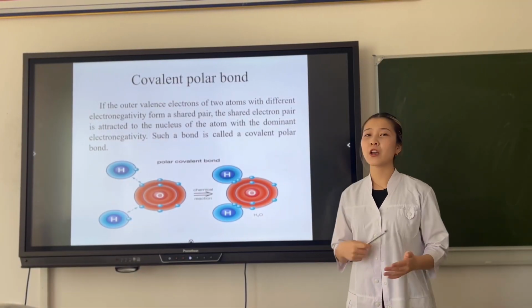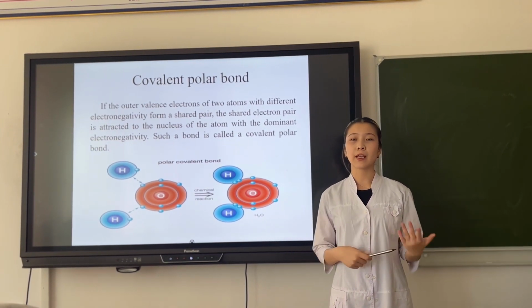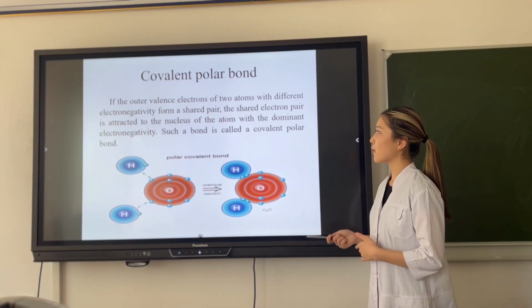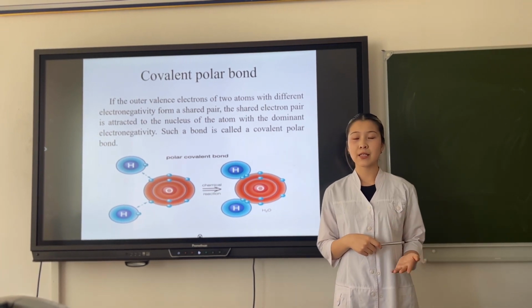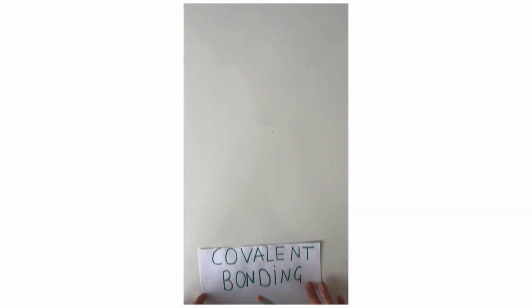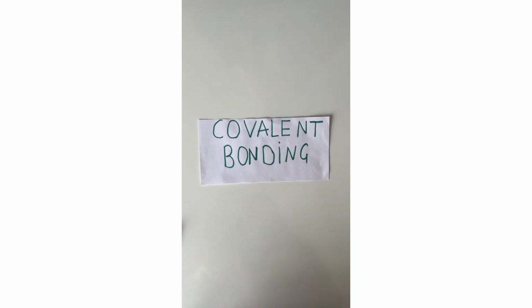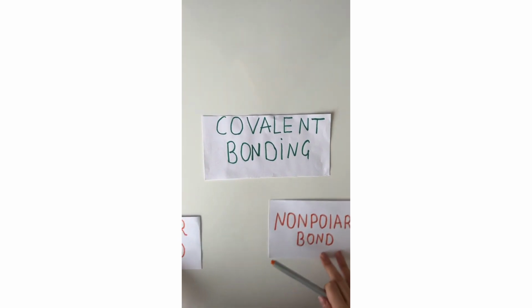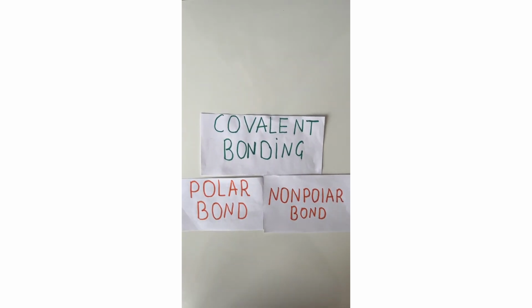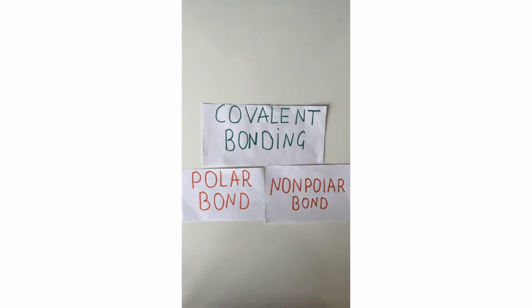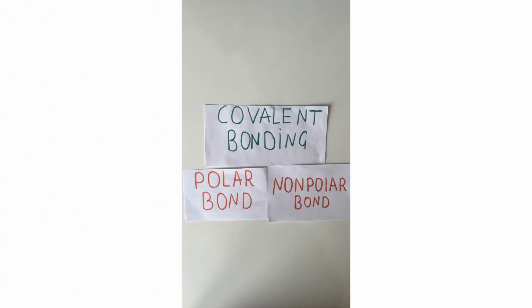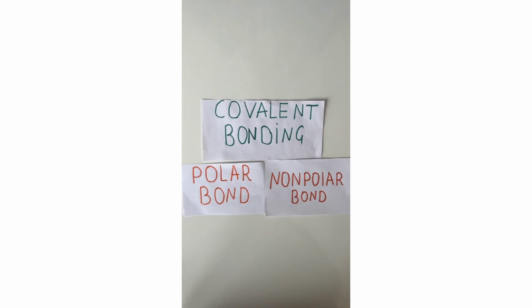Next, covalent polar bonds. If two atoms with different electronegativity form a shared pair, the shared electron pair is attracted to the nucleus of the atom with the dominant electronegativity. Such a bond is called a covalent polar bond. A covalent bond is a chemical bond that involves the sharing of electrons to form electron pairs between atoms. Covalent bonds are divided into two types: non-polar and polar.